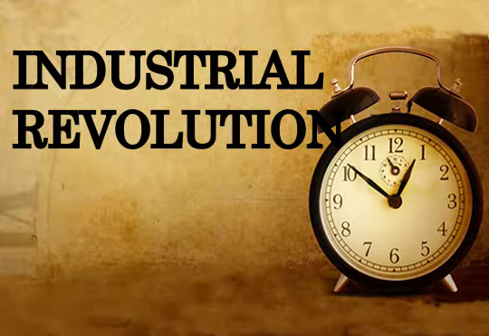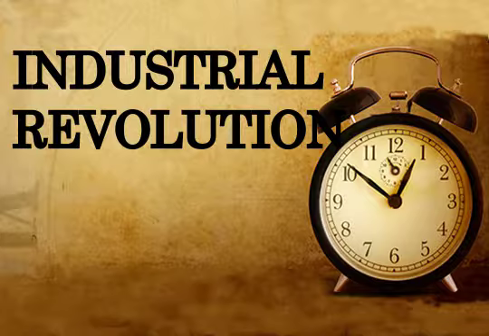The Industrial Revolution was the transition to new manufacturing processes in the period from about 1760 to sometime between 1820 and 1840. This transition included going from hand production methods to machines, new chemical manufacturing, and iron production processes, the increasing use of steam power, the development of machine tools, and the rise of the factory system.